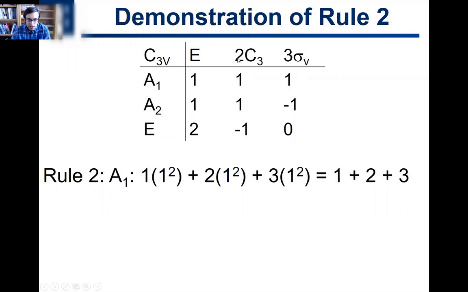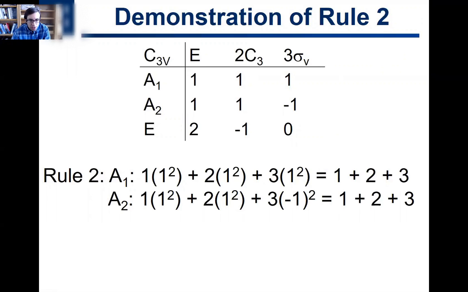For C3, you have a 2 coefficient. For mirror plane, you have a 3. You do that math and you get 6, which again is the order of the point group, the total number of symmetry operations, 1 plus 2 plus 3. So this rule applies for each of the irreducible representations in the character table. We just proved it for A1. Let's check it for A2.